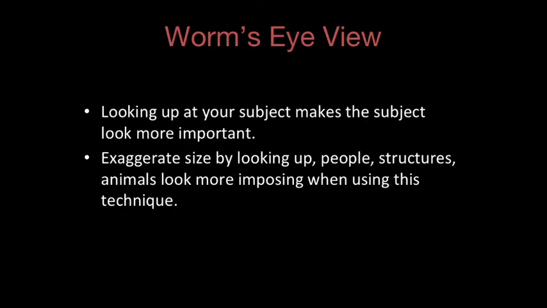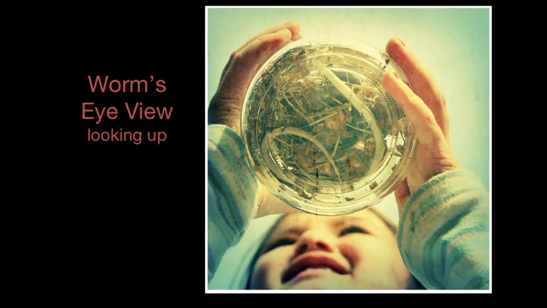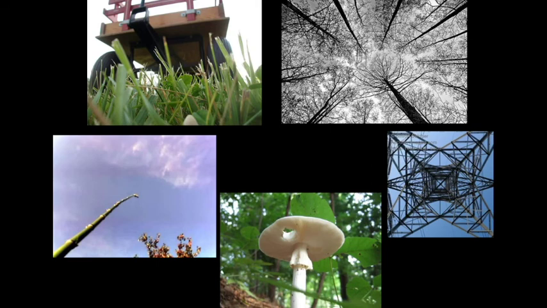Worm's eye view is the exact opposite, and this is where you're looking up at your subject. Worms typically hang out on the ground or in the ground, and they look up at the world. By doing so, you're able to once again see things from a completely different vantage point and notice details that you might not normally see. It can also help make objects look a lot bigger than they are in real life and exaggerate their size.